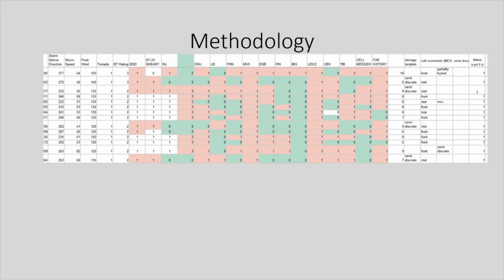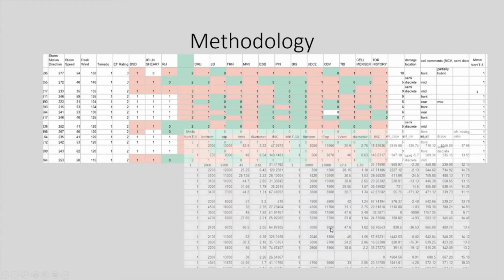And then I looked at characteristics first from the three ingredients method, and then also where the damage occurred in the line: if it appeared to occur at the rear of the line, at the front of the line, if it was part of a semi-discrete feature, and what the mesocyclone characteristics were.